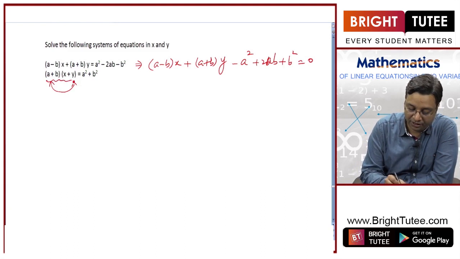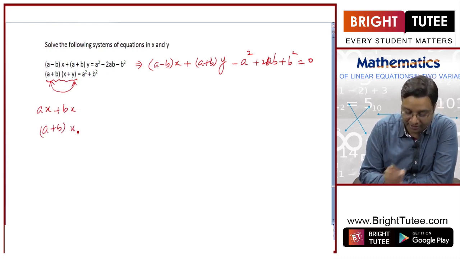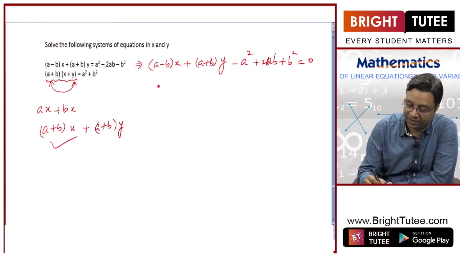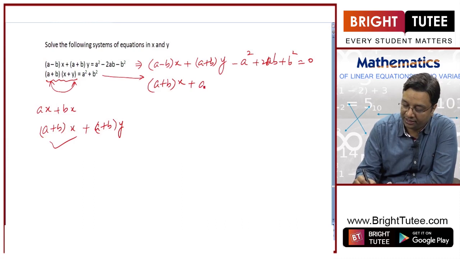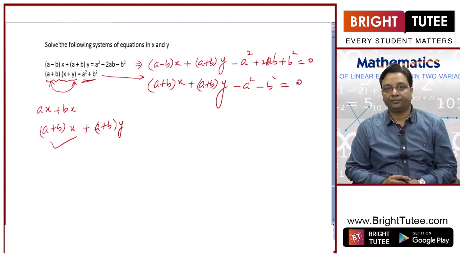If you multiply these two brackets, it will be like this, ax plus bx, or you can write it as a plus b of x and then plus a plus b of y, right. So, I will write it like this. So, this equation will become a plus b x plus a plus b y and minus a square minus b square equal to 0. Okay.